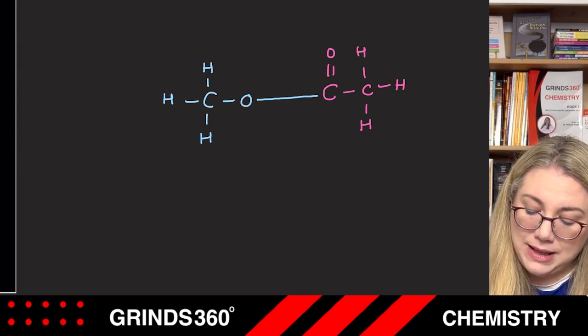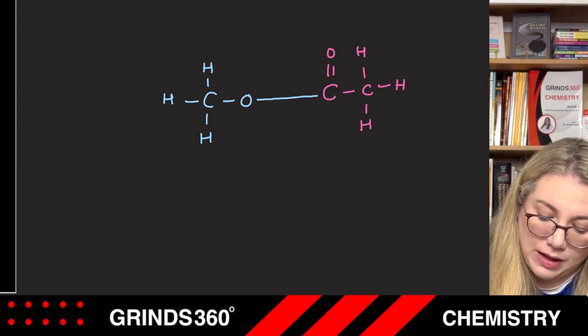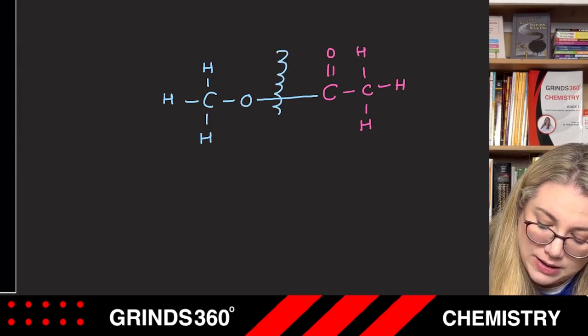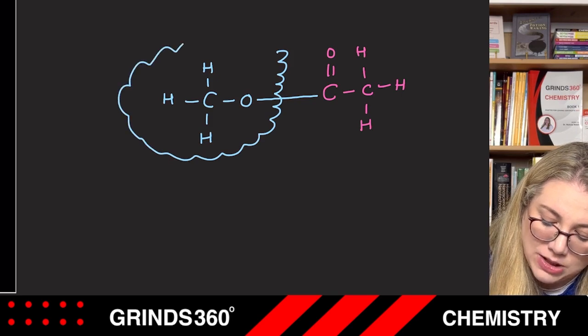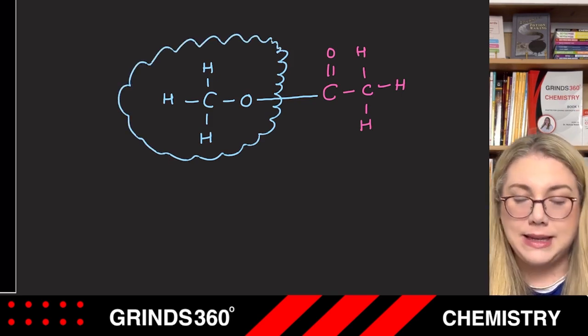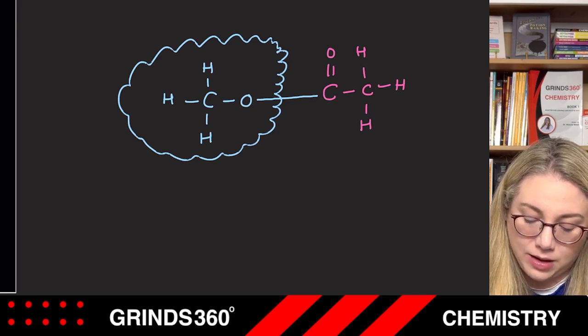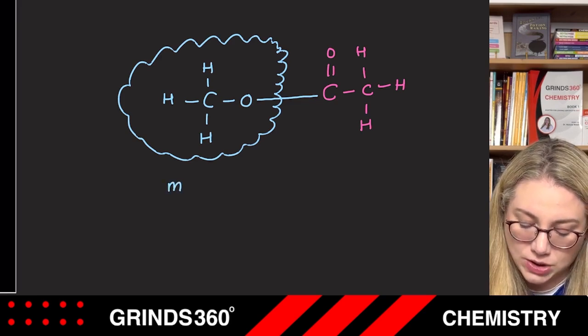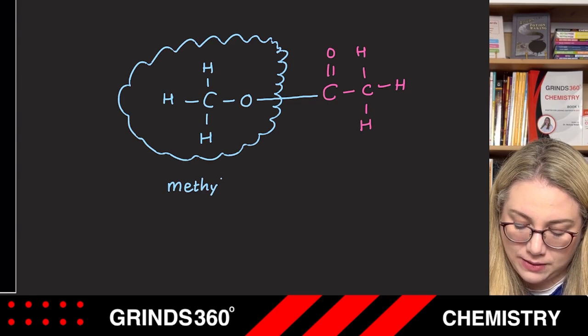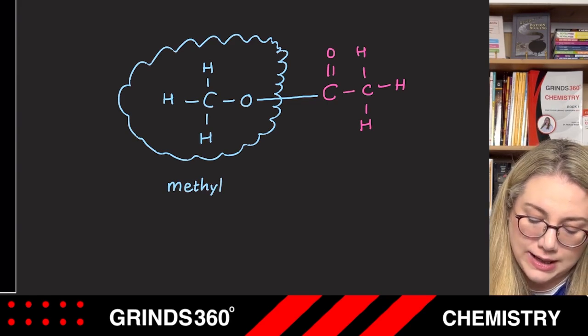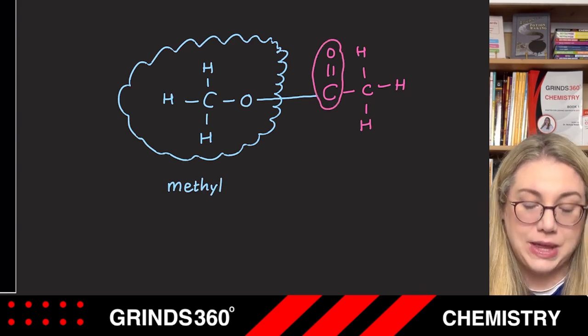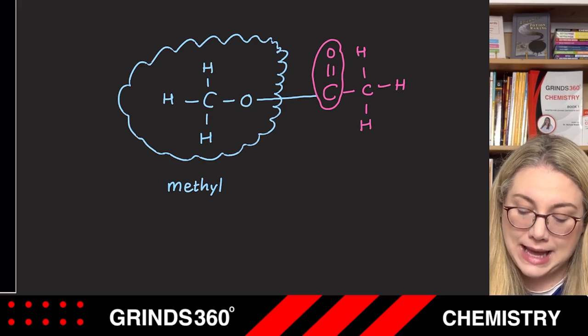Now, when you're naming the ester, your alcohol part, the bit with the single bond to the oxygen, this is the bit that came from the alcohol. So looking at it, this is the alcohol part that has 1 carbon attached to it. It's methyl. And then if I look at the other side, the bit with the C double bond O, that is the bit that came from the carboxylic acid.